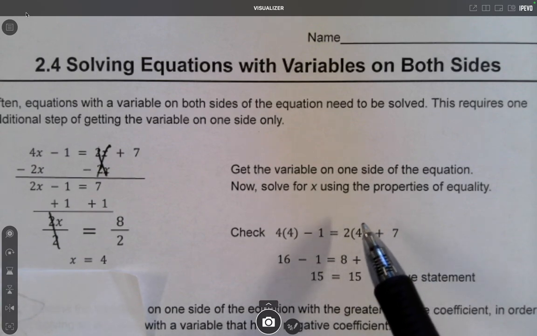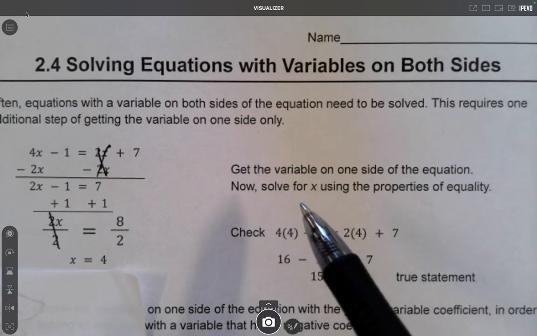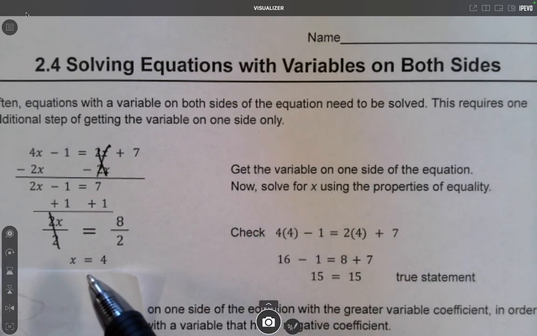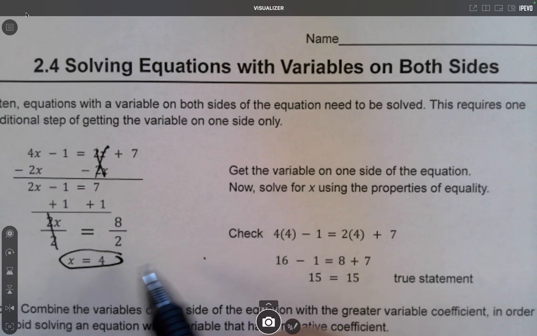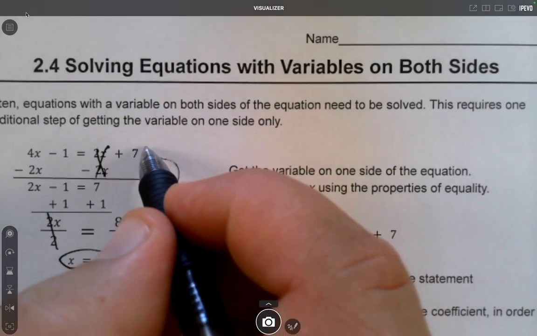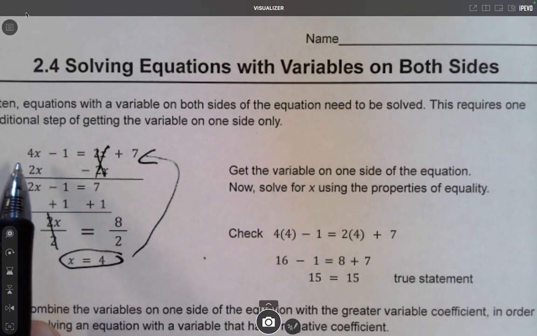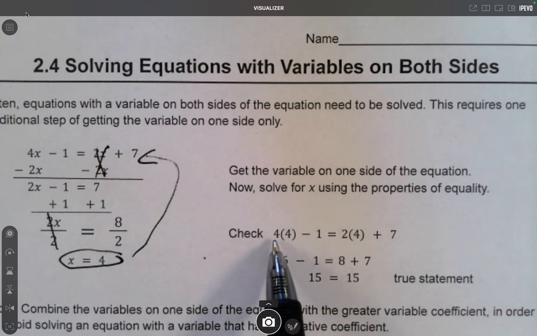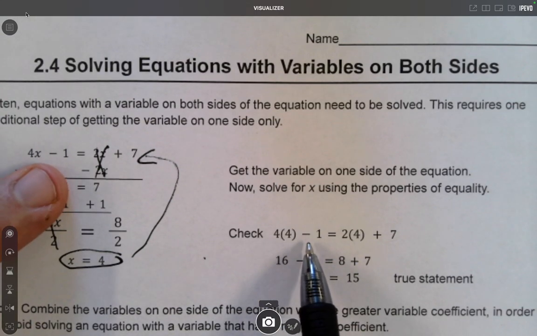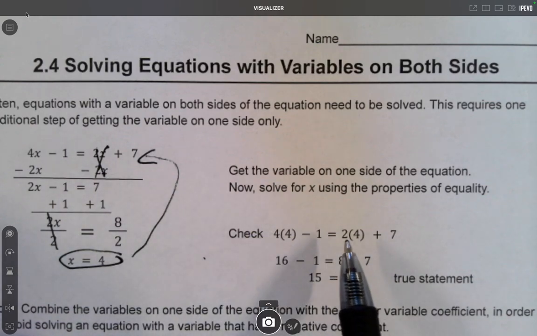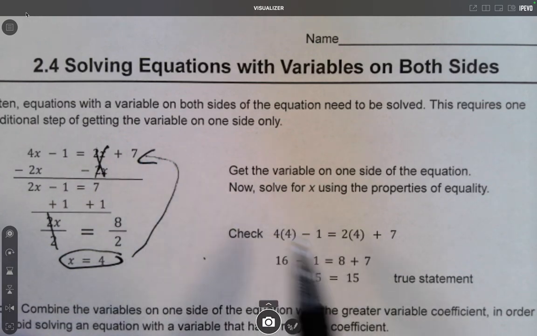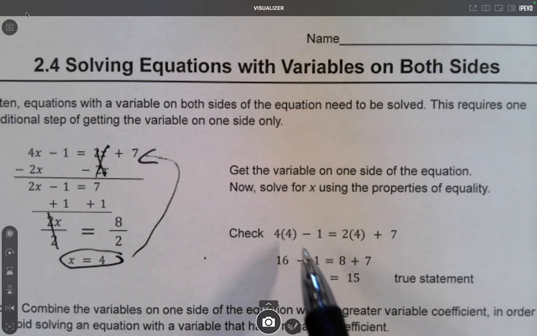I'll talk more about checking solutions later in this lesson, but just to show you how you check it in this original problem, checking your solution just means taking the answer you got and plugging it back into the original equation. So you can see I had 4 times x, so I plug in 4 times 4 minus 1, and then 2 times x, so 2 times 4 plus 7. From there, you simplify both sides and see if they match.